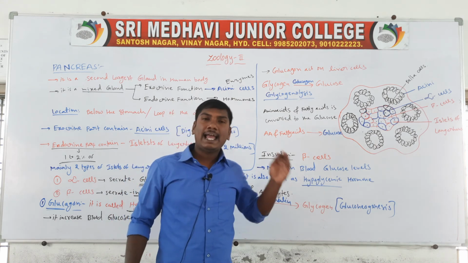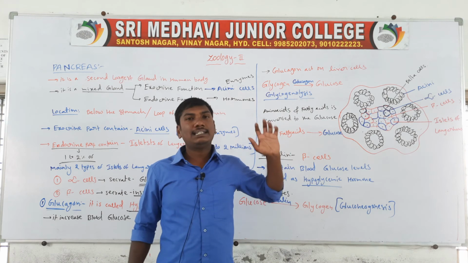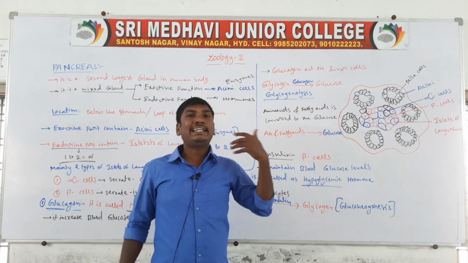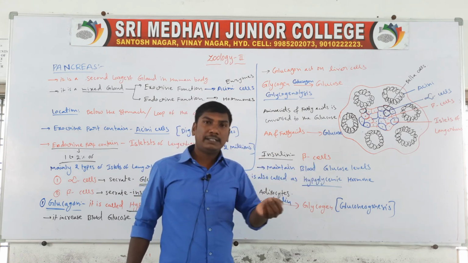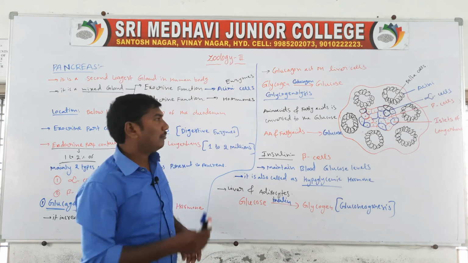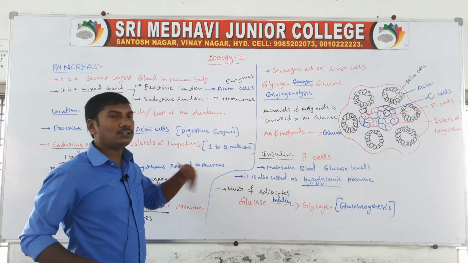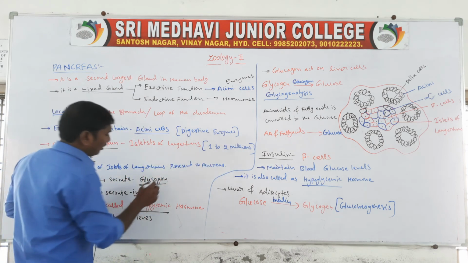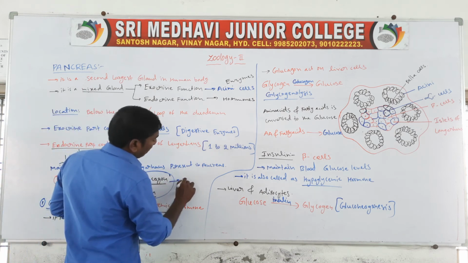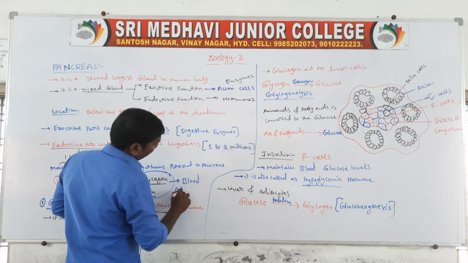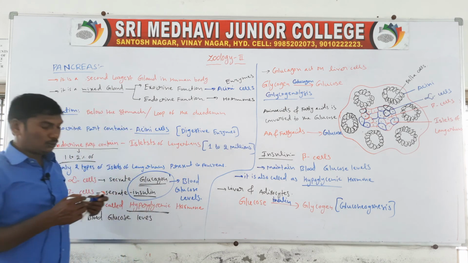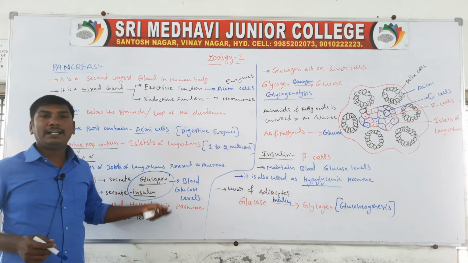Insulin acts on the liver cells, skeletal muscle cells and adipose tissue cells, promoting the utilization of glucose and decreasing the blood glucose levels. These two hormones, insulin and glucagon, have the main function of maintaining the blood glucose levels.